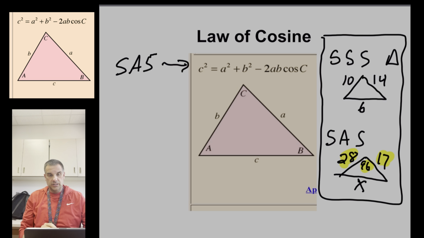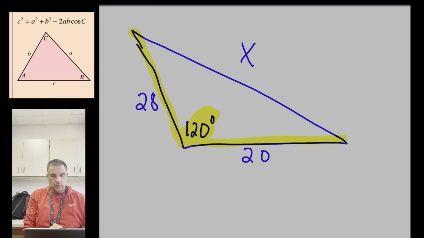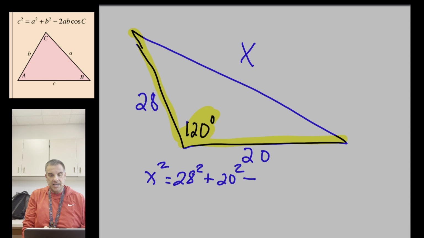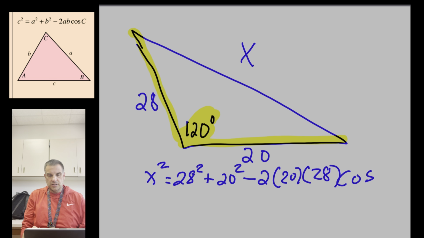So back to our formula, side, angle, side formula. We're going to go the side that we're trying to find squared. So x squared equals the side squared. So 28 squared plus 20 squared minus 2 times 20 times 28. And it doesn't matter that I put them in different orders. It's the same thing. Times the cosine of 120. Break out the calculator. 28 squared plus 20 squared minus 2 times 20 times 28 times the cosine of 120.